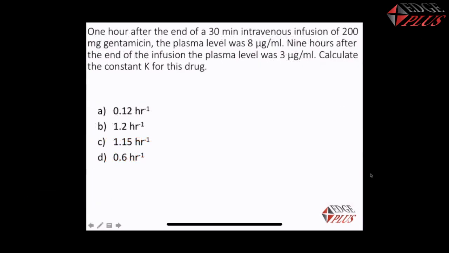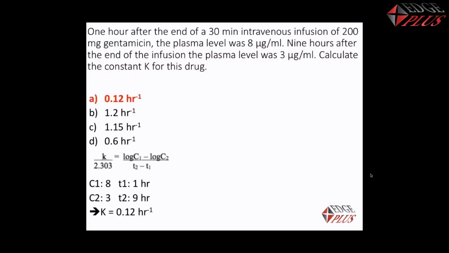And our third question is the following. 1 hour after the end of a 30-minute intravenous infusion of 200 milligram gentamicin, the plasma level was 8 microgram per milliliter. 9 hours after the end of the infusion, the plasma level was 3 micrograms per milliliter. We want to calculate the constant K for this drug.